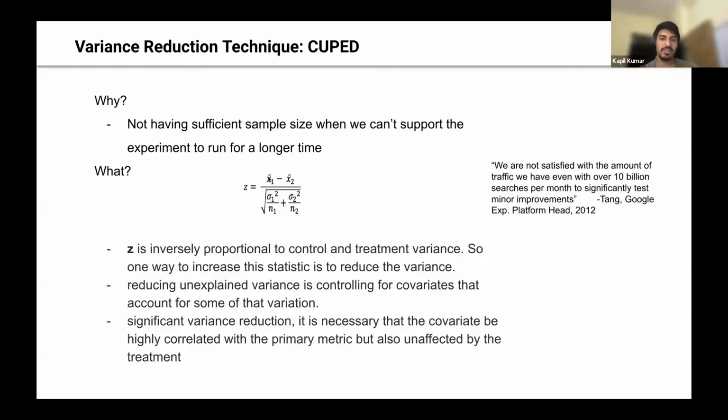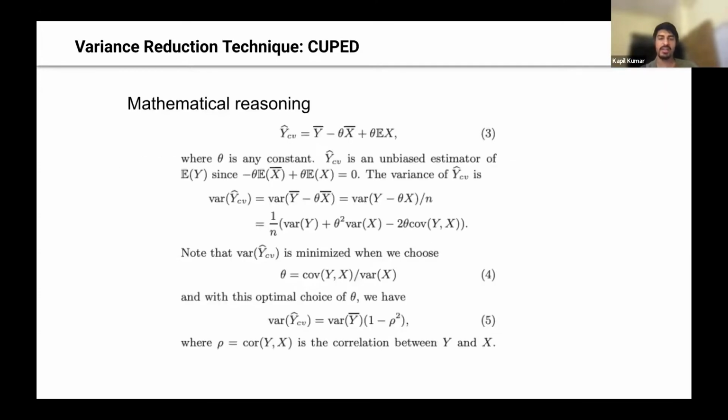And the way to do it is to reduce the population and the control variance. And how do we do that? We are using the common variables that are affecting the performance. We are taking the correlation of those metrics, and then we are subtracting that impact from the actual value. So this is the mathematical reasoning behind this.